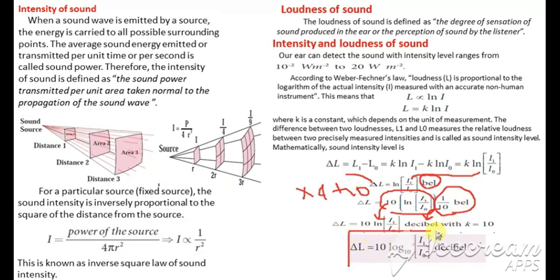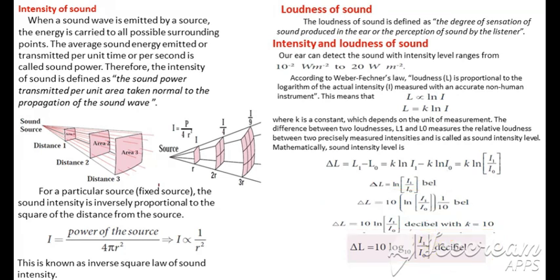So del L is equal to 10, ln எழுதுறதுக்கு பதிலாக log base 10 எழுதலாம். So log base 10 of I1 by I0 decibel. Okay, so this gives an equation relating the intensity and the loudness. So del L is equal to 10 log base 10 of I1 divided by I0 decibel. Clear? Okay, thank you.